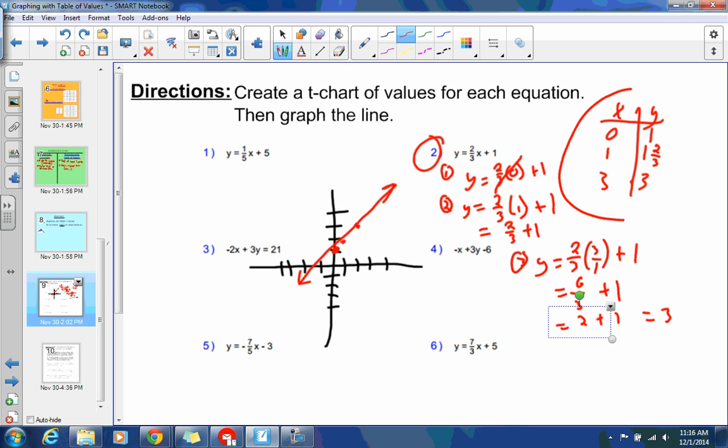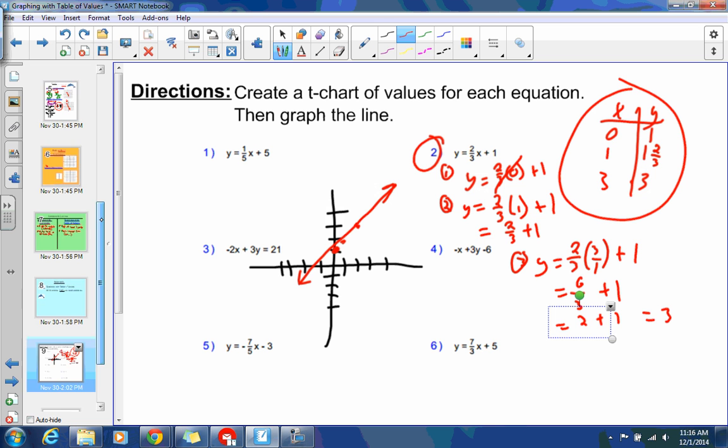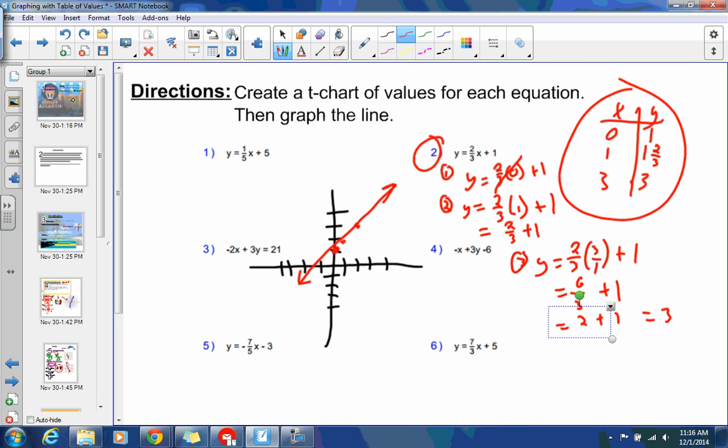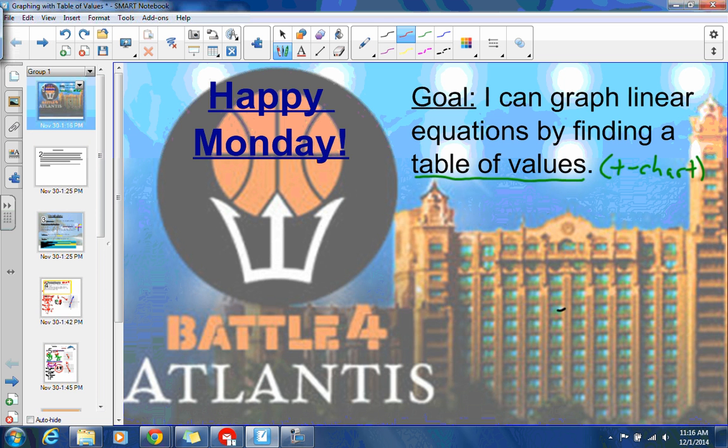All right, so hopefully you do well with this homework. That's the goal, graphing with a table of values. See you later.